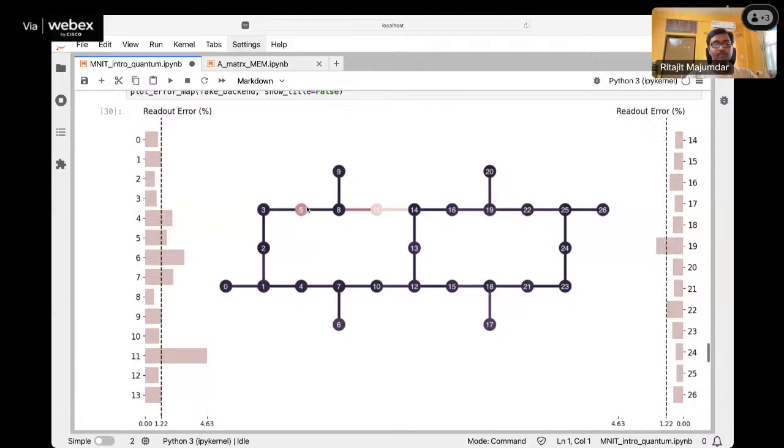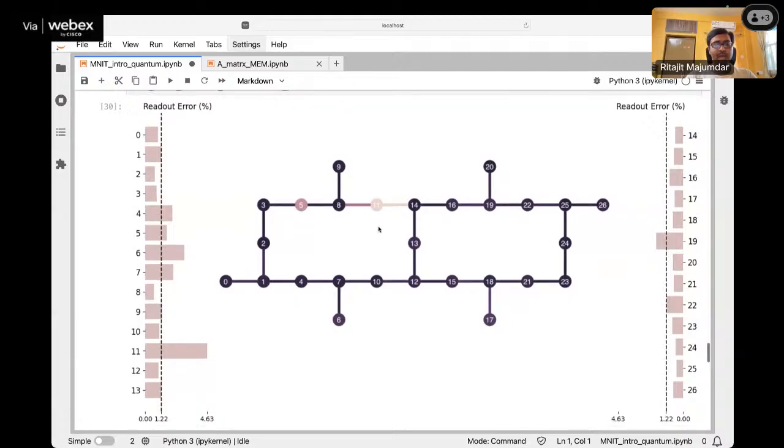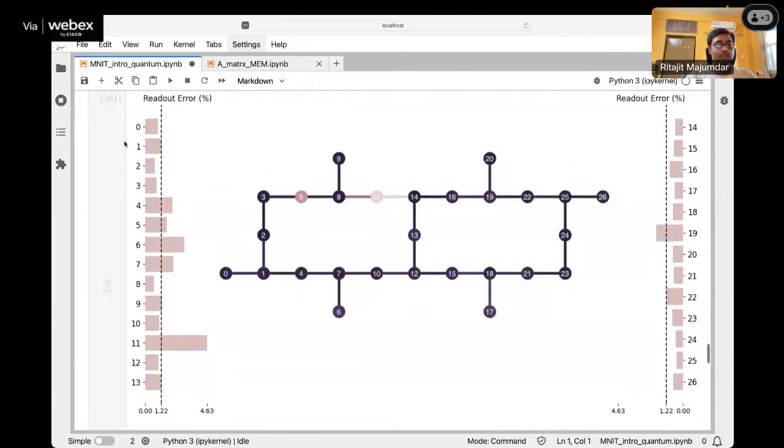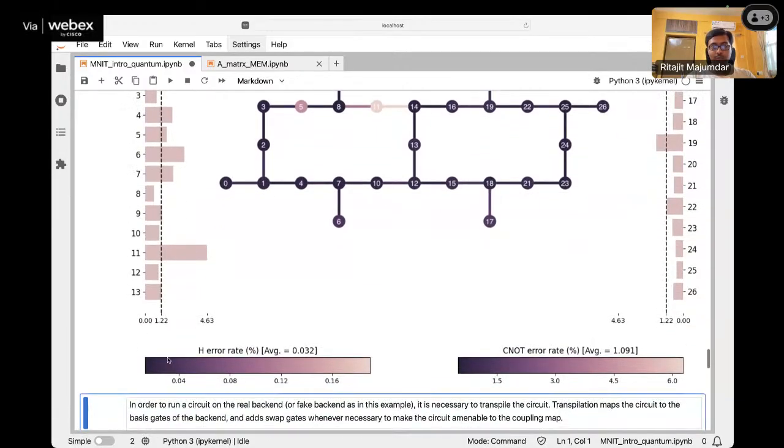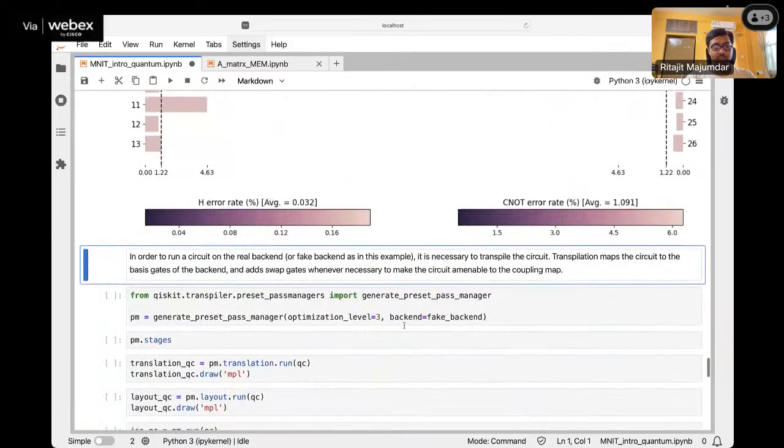So this is called the coupling map, and we have all this noise information. So you see all this readout noise information here, and gate errors. These will give you single qubit gate errors. This is a very noisy 2-qubit connection. So all this noise information is also available. So you can even get the values from here.